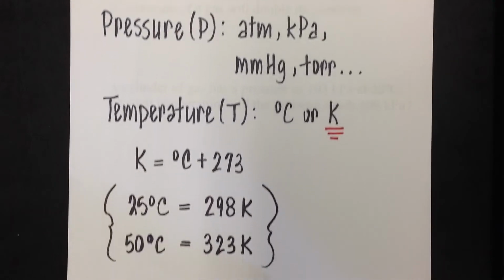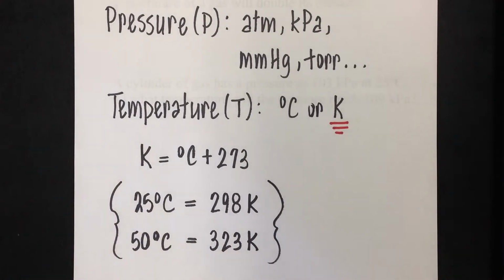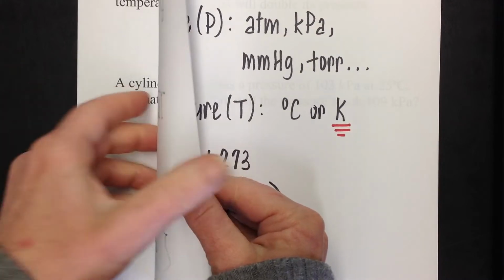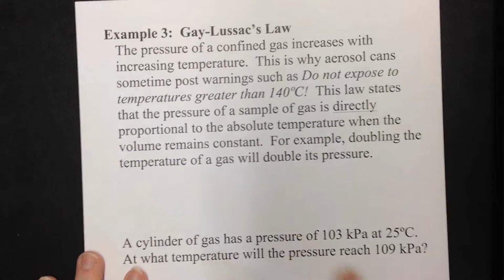Keep in mind, again, that temperature must be plugged in Kelvin. So if they happen to give you a temperature in degrees Celsius, make sure you add 273 to convert it to Kelvin before you actually solve the problem. If they ask you specifically for the temperature in Celsius, you just convert back to Celsius at the end by subtracting 273. So that said, let's take a look at Gay-Lussac's law.